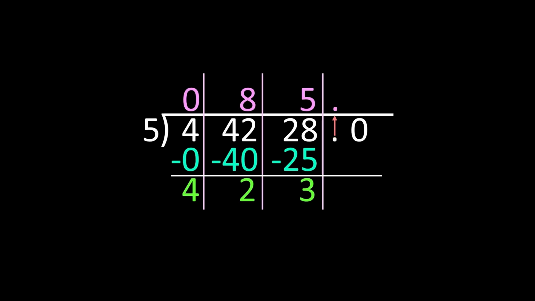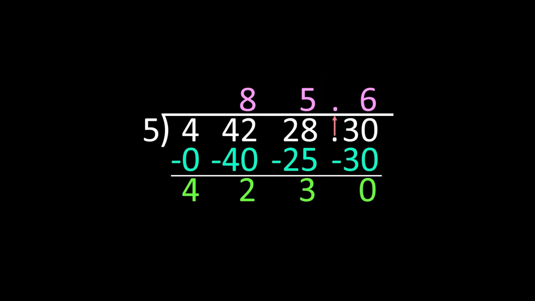And now I can add the 0. Adding the 0 here also doesn't change the value of the 428. Now that I've got this section set up, I'm ready to bring the 3 up into this section of the problem. And now I need to do my division steps again. 30 divided by 5 is 6. 6 times 5 is 30. Then I subtract. 30 minus 30 is 0. So 428 divided by 5 is 85 and 6/10.